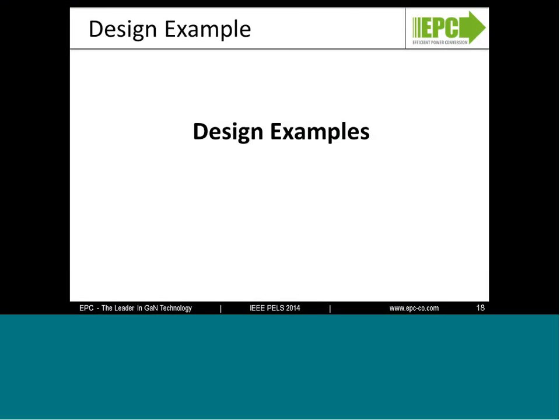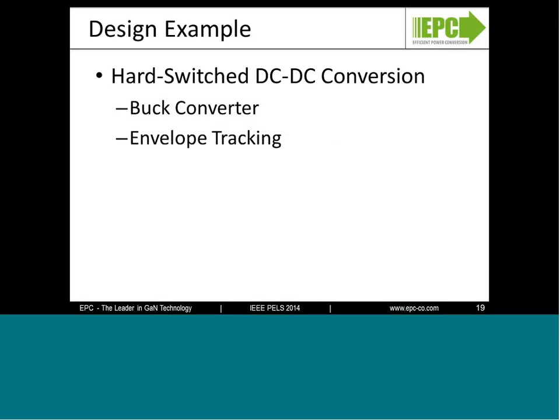So first we'll talk about the very conventional hard switch DC to DC converters. Those include the buck converter, as well as an emerging application for hard switch DC-DC conversion, and that's envelope tracking.